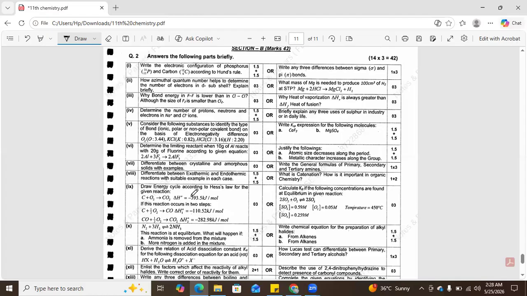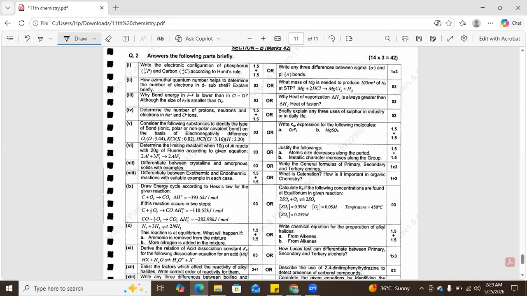Draw energy cycle according to Hess law for the given reactions. They have given you the reaction. This reaction is at equilibrium. What will happen if ammonia is removed from the mixture? Number B, more nitrogen is added in the mixture. So you have to determine.